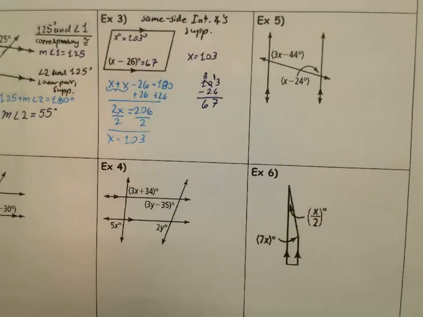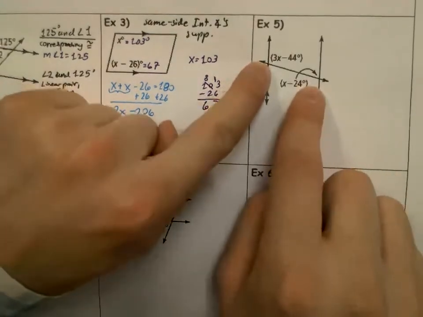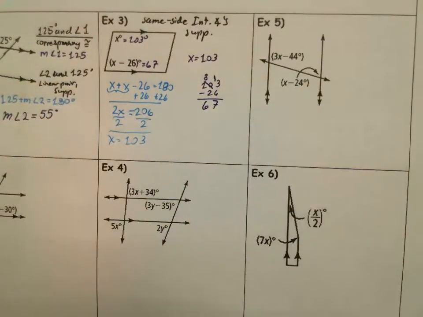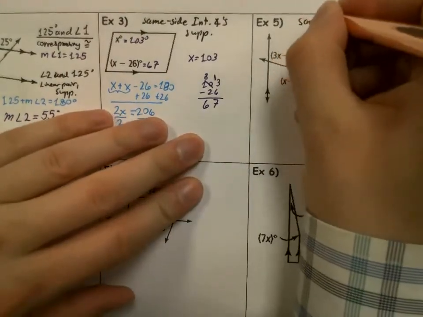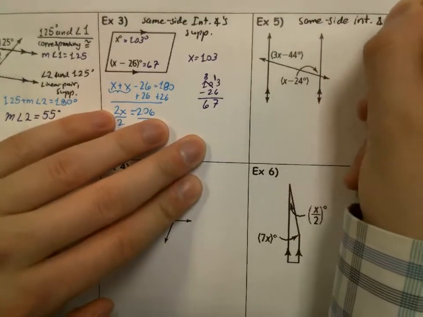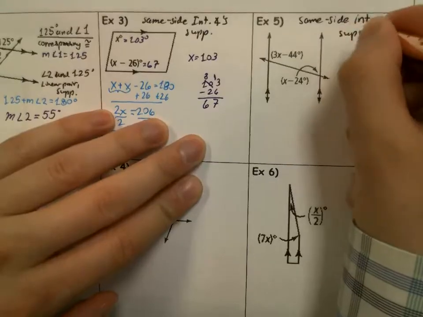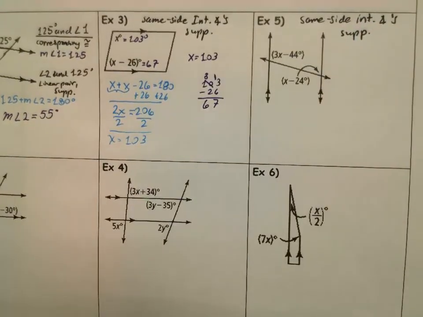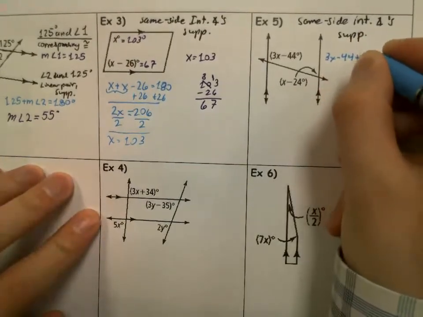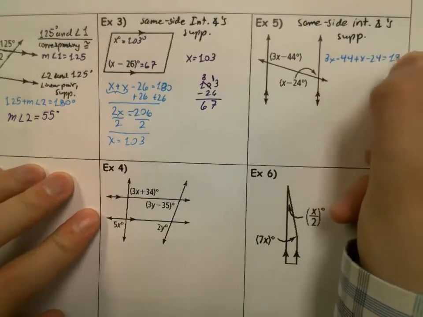Now, for number 5, okay, we've got two angles. They are inside the parallel lines, and they're on the same side of the transversal, meaning they are same side interior angles, which means they are also supplementary. All right? Again, simple algebra for this one. You're going to take 3x minus 44 plus x minus 24 equals 180.